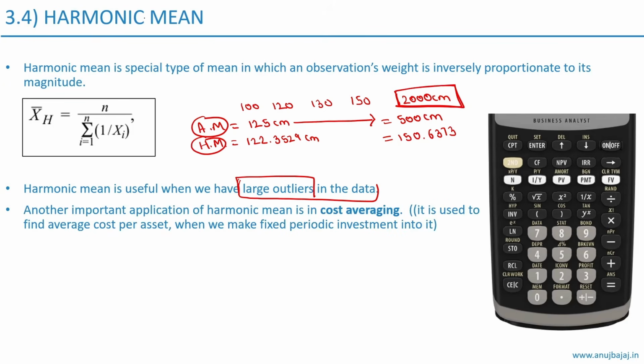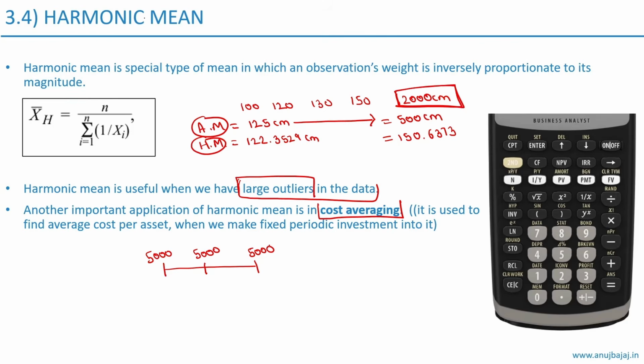Another important application of harmonic mean is cost averaging. Suppose you make a fixed investment every month, at the beginning of every month. Suppose you invest $5,000 at the beginning of every month and you did it for 3 months. You purchased a stock of a particular company.